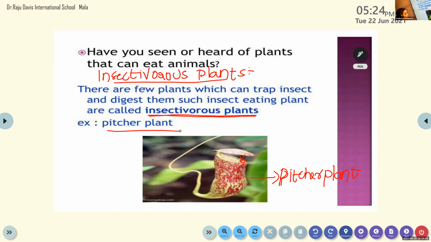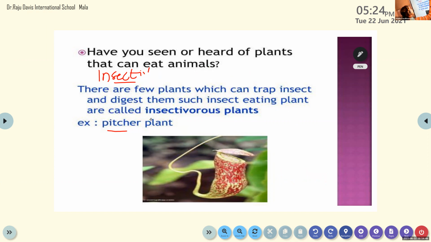So there are few plants which can trap insects and digest them. Such insect-eating plants are called insectivorous plants. An example of an insectivorous plant is the pitcher plant. So this is the image of the pitcher plant.